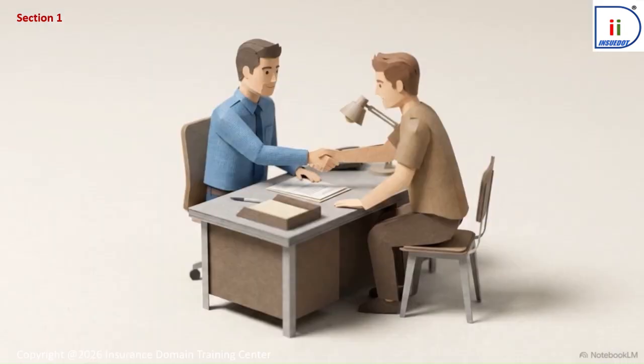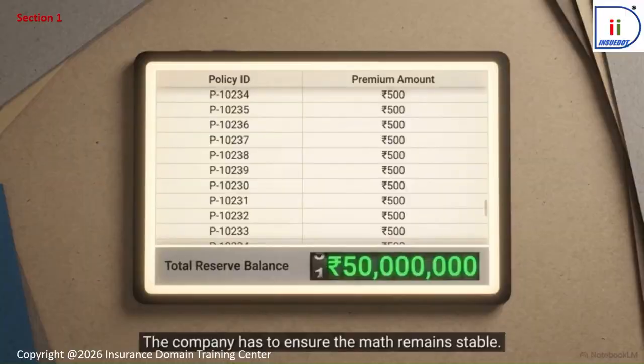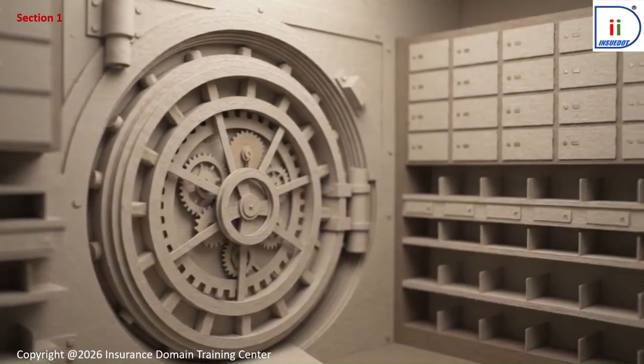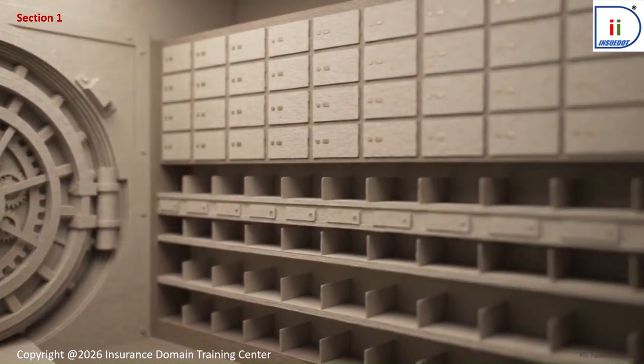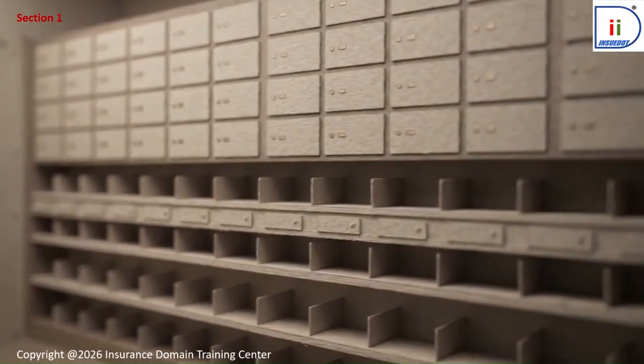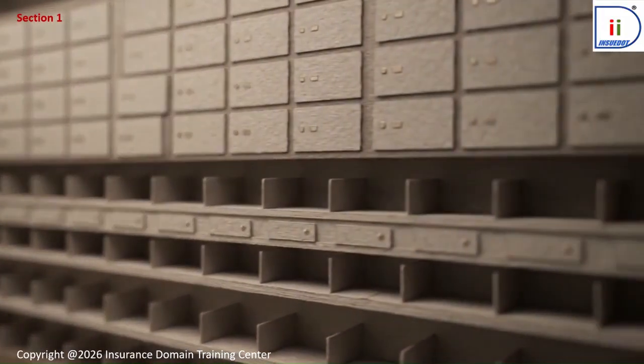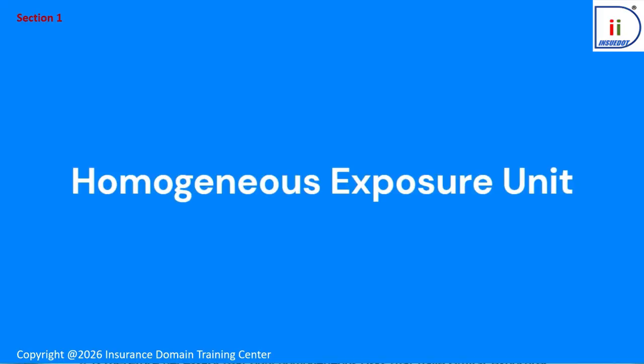These strict rules are not there to trick customers or deny help. The company has to ensure the math remains stable. If they accept the wrong kinds of risks, the money pool can dry up, making it impossible to pay valid claims for everyone else. The first filter requires homogeneous items.